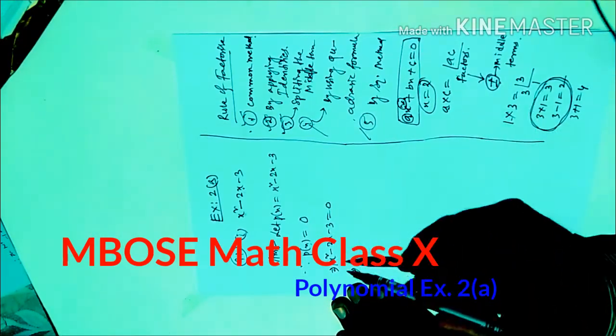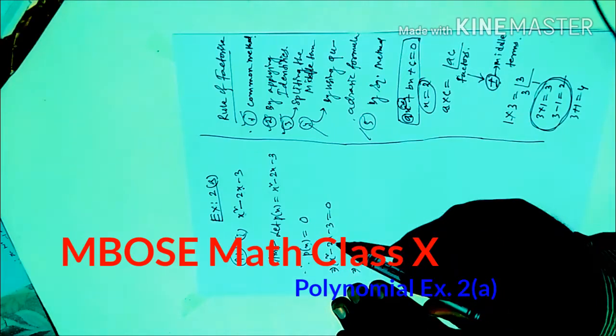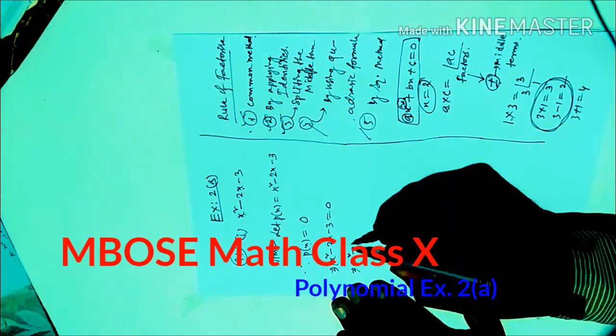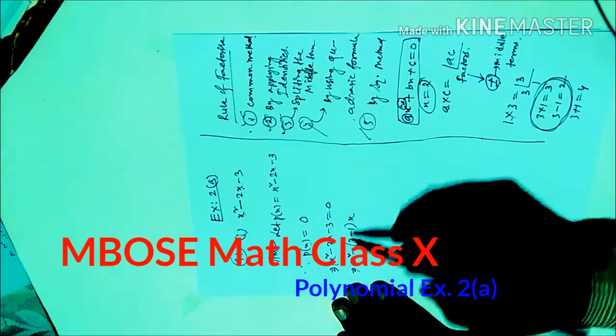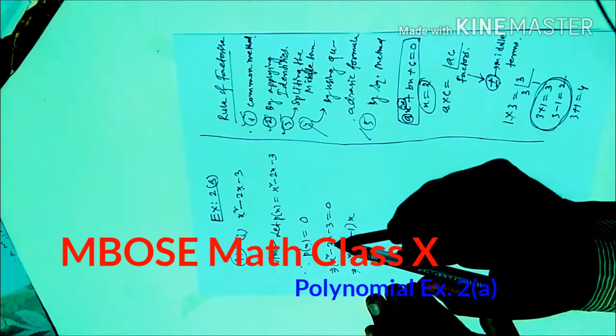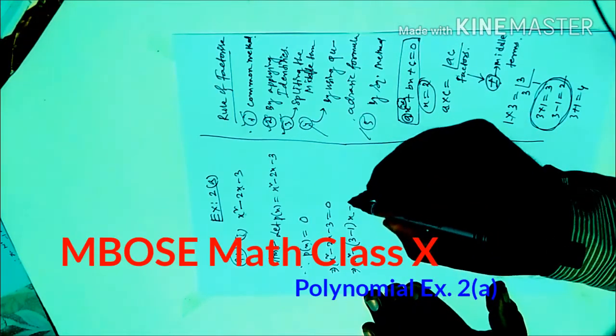Just now I showed here 1 into 3, 3. 3 minus 1, you will get 2. So instead of 2, you will write 3 minus 1. This is called split. Split means expand. You will see here expand like this. So instead of 2, you will write 3 minus 1.